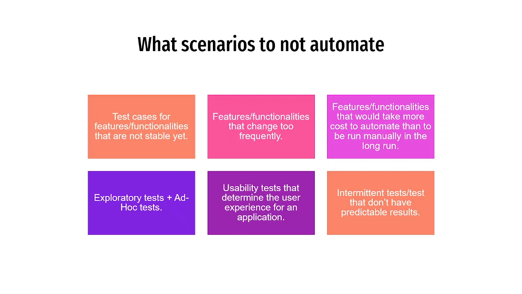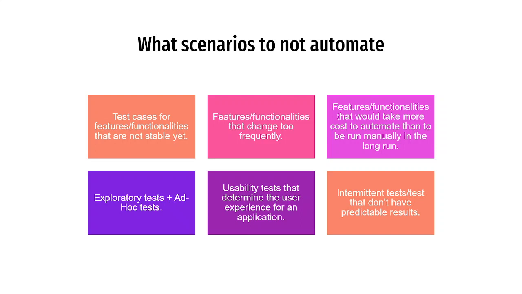Anywhere you are doing exploratory testing or ad hoc testing, no need to automate those, because it is very ad hoc in nature, right? You don't know the scenario, you are just trying and trying. It's a trial and error method. The scenarios are not fixed. So make sure you are not picking those type of scenarios for automation.